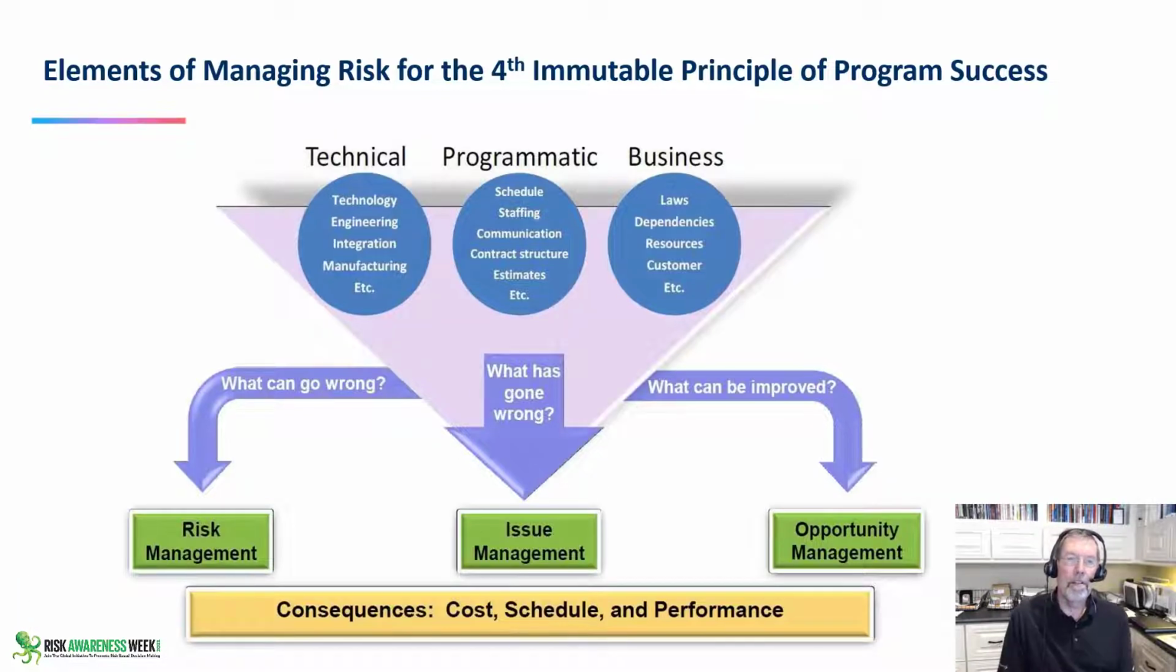So here is a framework that we use in our complex systems world about putting the 4th immutable principle about risk management to work. We're going to have technical risks, we're going to have programmatic risks, and we're going to have business risks.